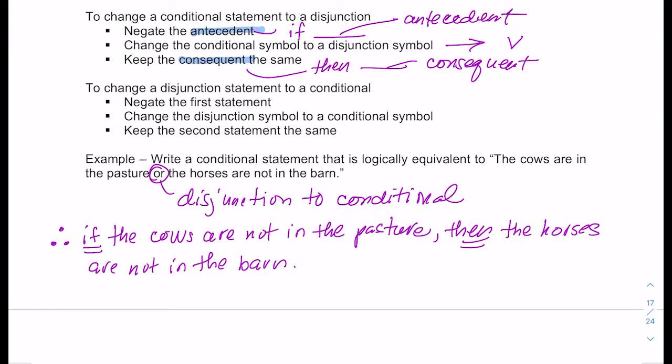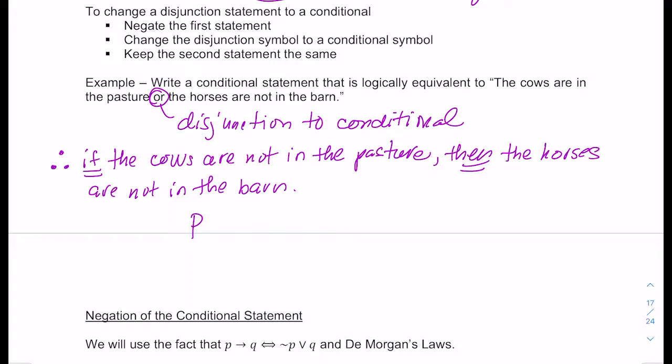Both of these statements are logically equivalent because the cows are in the pasture or the horses are not in the barn. One of those has to be true for the entire statement to be true. Saying that is equivalent to if the cows are not in the pasture, then the horses are not in the barn. So this is basically saying P or not Q is equivalent to if not P, then not Q.